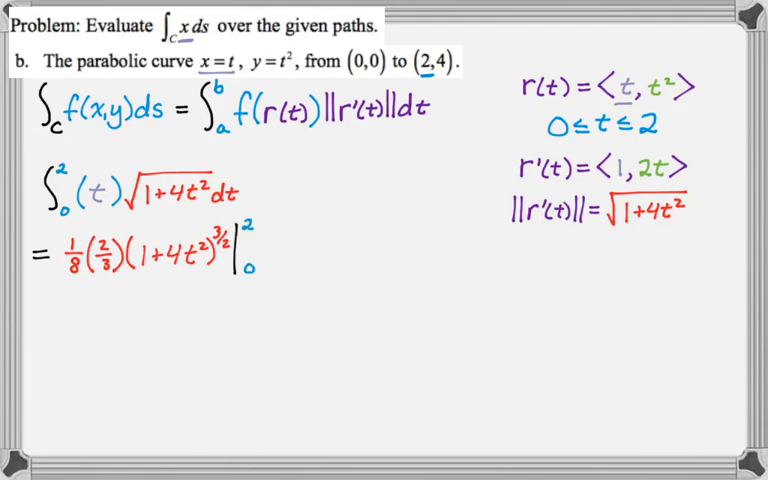Okay, so when we plug in 2, we're going to get something. In this case, when we plug in 0, we also get something. So watch out for that. That's a really common mistake. So that simplifies to 1/12. Plugging in 2, I get 1 plus 4 times 4, so 17 to the 3/2. And then when I plug in 0, I end up with 1 to the 3/2, which is just 1. So minus 1, close it. It's not going to get better than that, so I'm going to leave it.